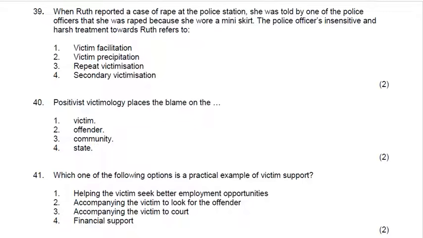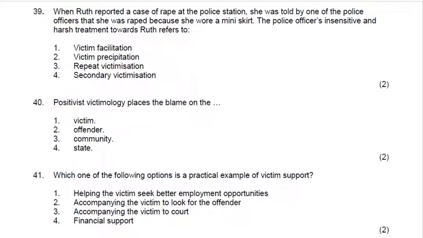40. Positivist victimology places the blame on the, answer is 2, which is the offender. This is found on page 7 of our study guide.